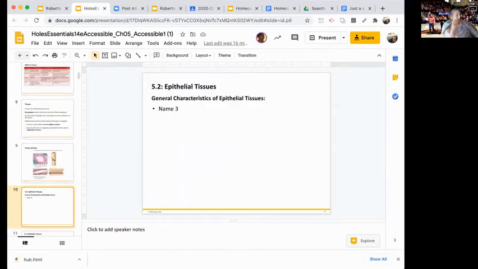Then go ahead and add to your slide 3 characteristics of epithelial tissue. So what were 3 distinguishing features that we'd see if we were looking at a slide of epithelial tissue compared to the other 3? So what are things about it that make it different than muscle, nervous, or connective?